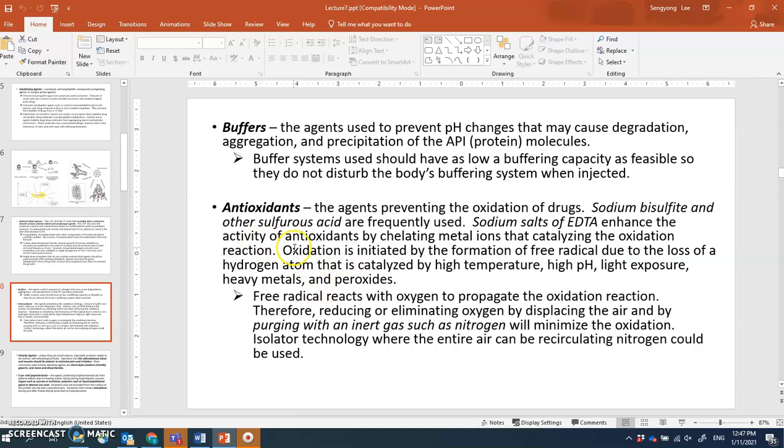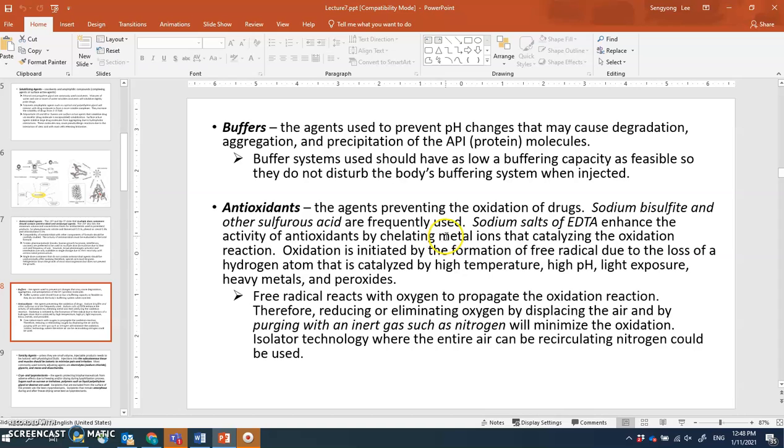And then antioxidants. If your API is very susceptible to oxidation damage, you need to provide some antioxidants in your formulation, so oxidation damage will not happen to your API. Examples are sodium bisulfite and other sulfurous acid salts, frequently used as antioxidants. Sodium salt of EDTA is a strong chelator.